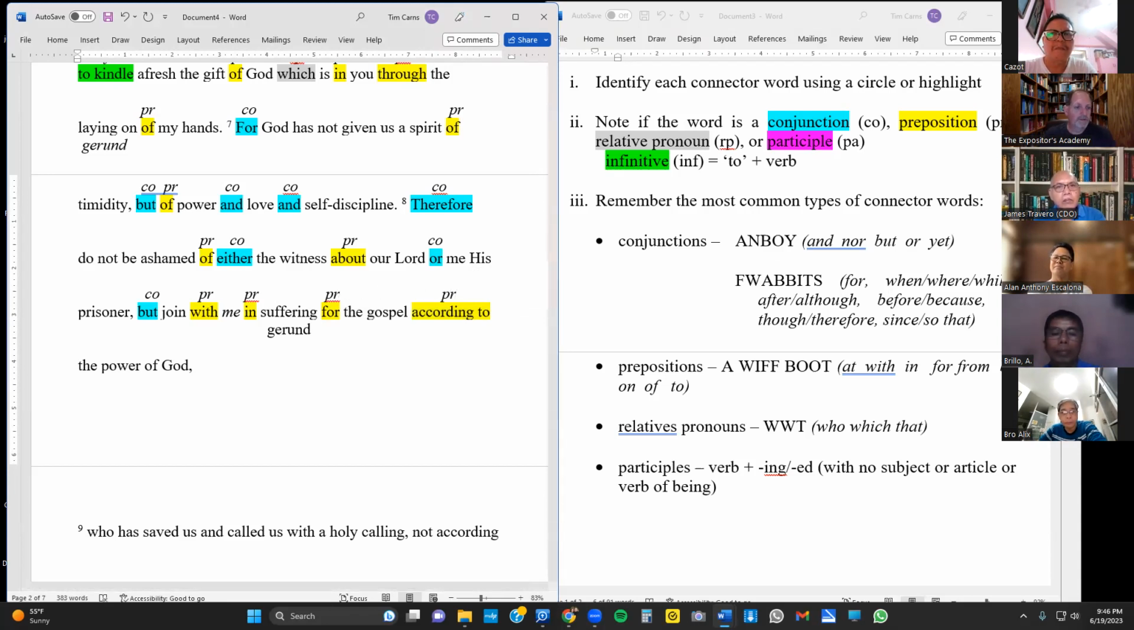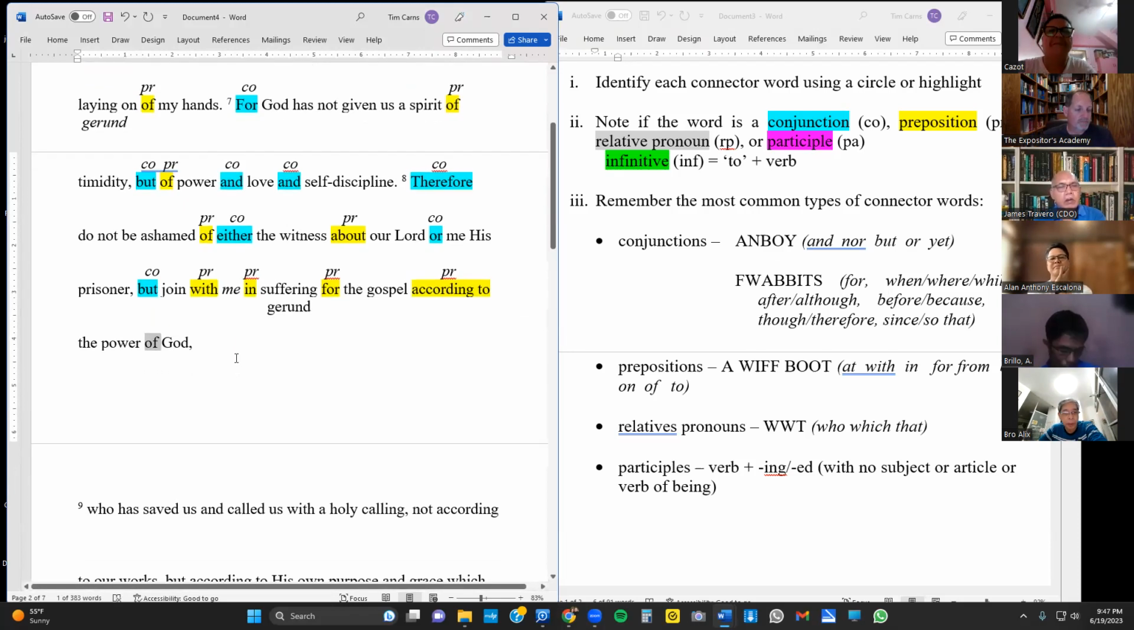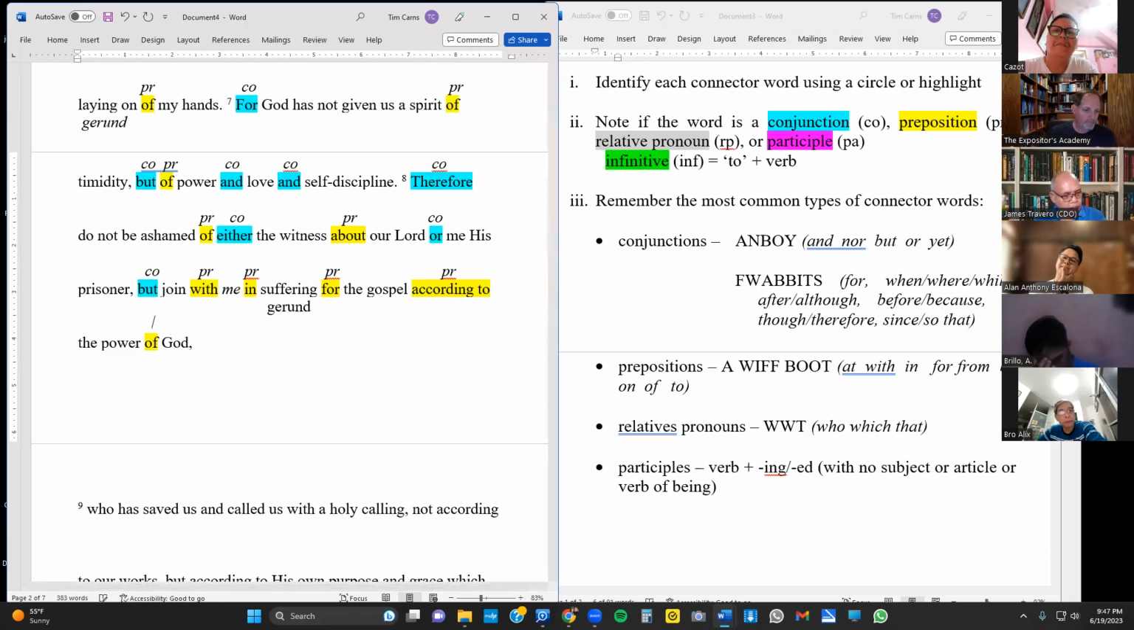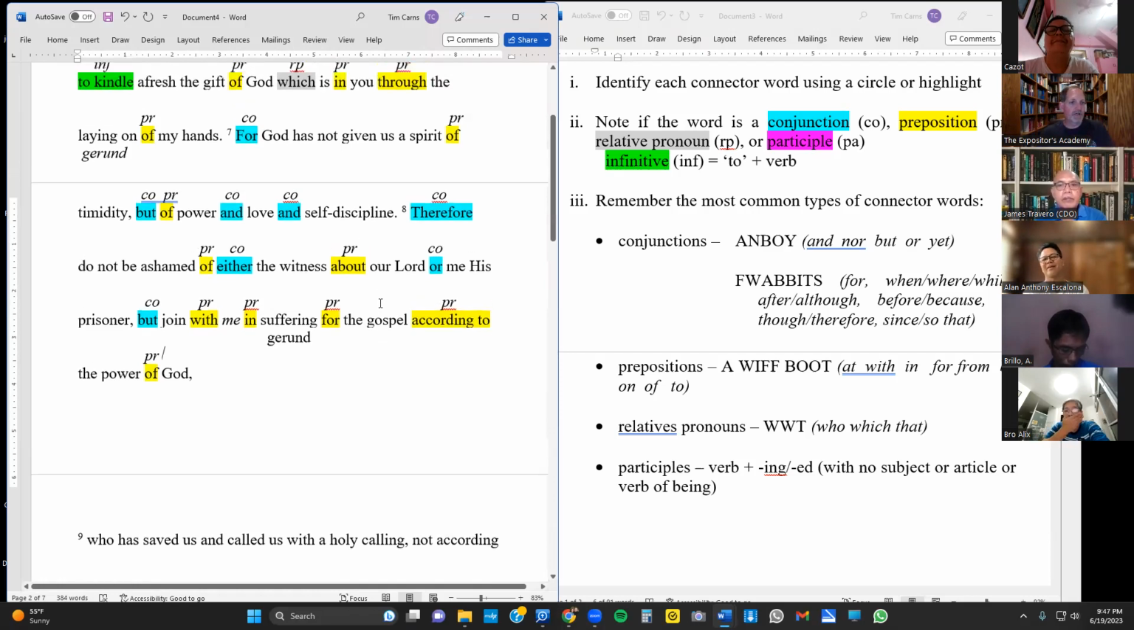All right, good. "According to," and then are there any more in verse 8? "Of." Yes. What is that? Preposition. All right, good. That verse was a little harder. Okay, great job. Guys, very good job overall.